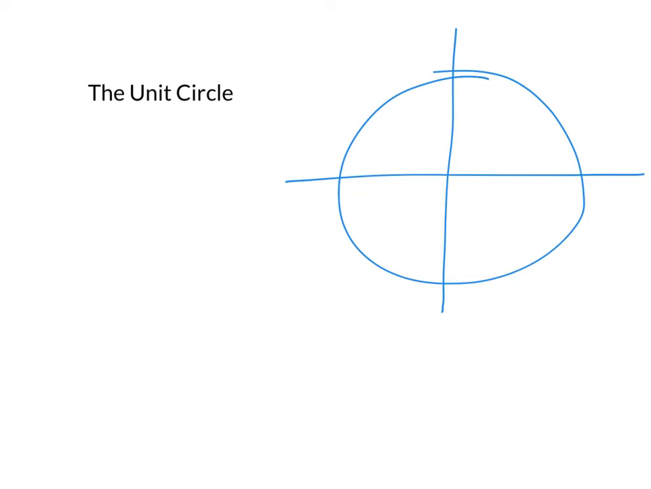Hello everyone. So today we're going to talk about the unit circle. Now the unit circle is just a circle that goes anti-clockwise starting at 0, then to 90 degrees, then 180 degrees, then 270 degrees.